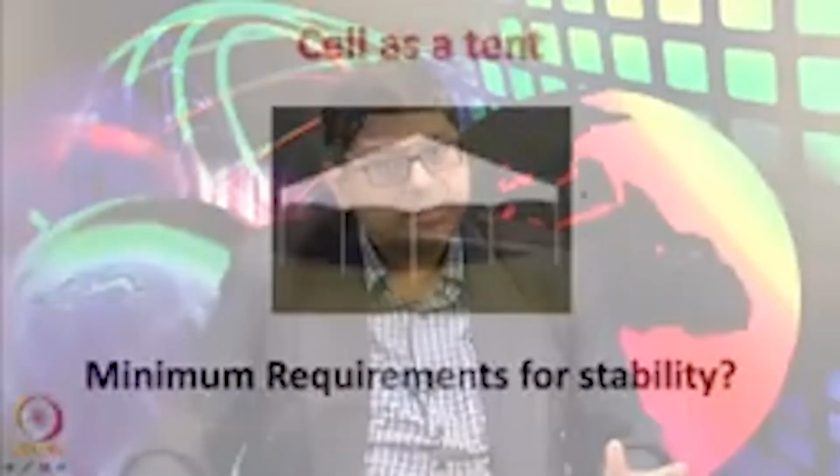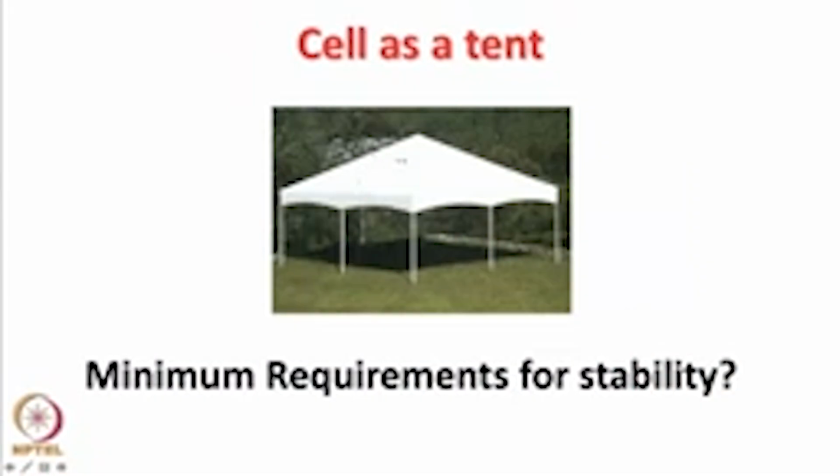Okay. So, now I would like to make an analogy: from a mechanical standpoint, how do I represent a cell? I would like to imagine the cell as a tent. Imagine this tent which is firmly secured in the ground. If I were to imagine the cell as a tent, what are the requirements for ensuring that the cell is stably positioned in the ground? What are my minimum requirements?